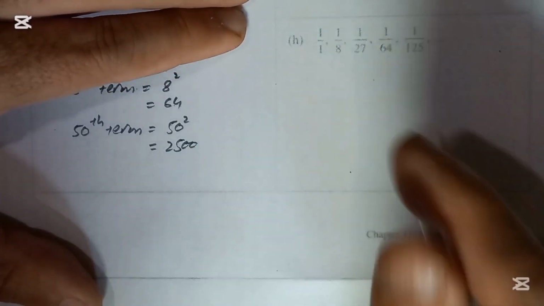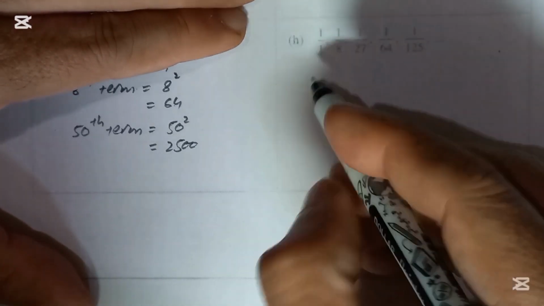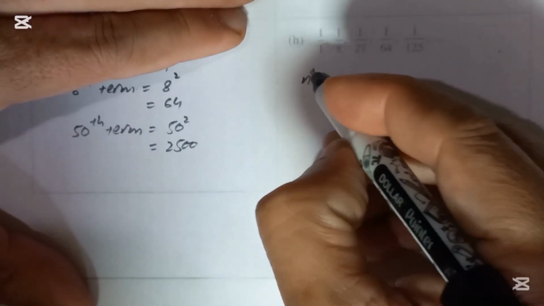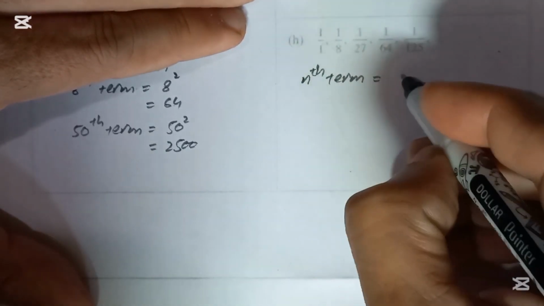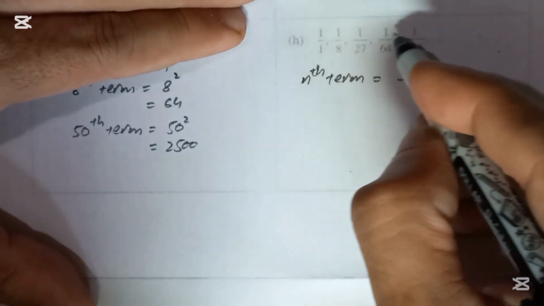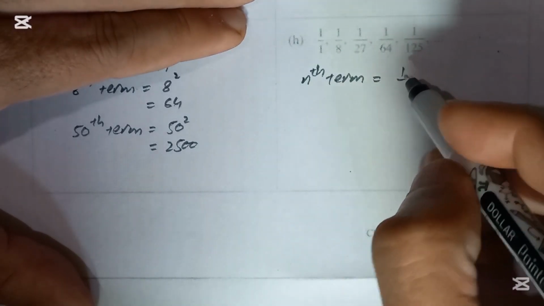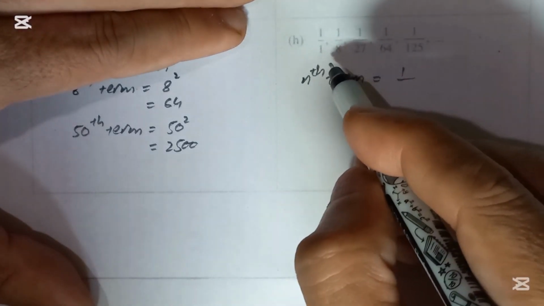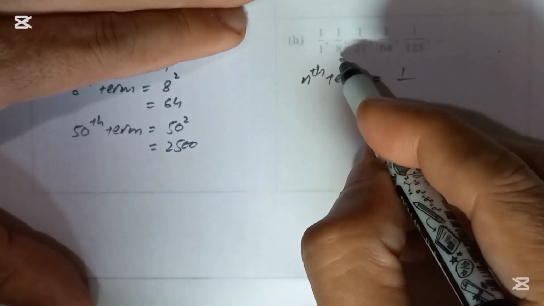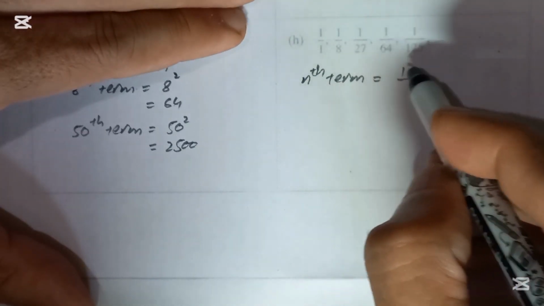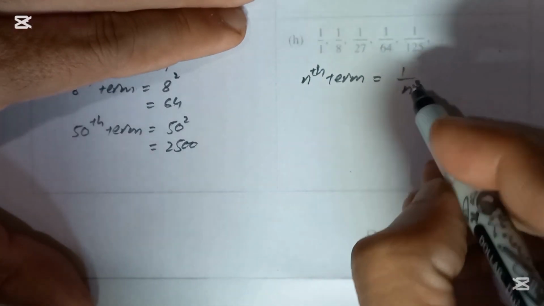In part H, you can notice that the numerator in every term is 1. So in the nth term, again the numerator will be 1 because 1 is there in every term. And in the denominator you can notice that these are actually cube numbers. So this is 1 cube, 2 cube, 3 cube, 4 cube, 5 cube, and so on. So cube numbers are there.